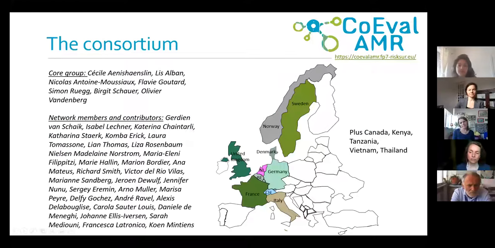This is a consortium that has done the work that I'm presenting here today. We had a core group with the people that you see listed here, and then various network members who have contributed all along the way in various activities. On the right, you see a geographic overview of the different countries that were involved in Europe, but of course then we also had several other countries outside Europe, including Canada, Kenya, Tanzania, Vietnam, and Thailand.